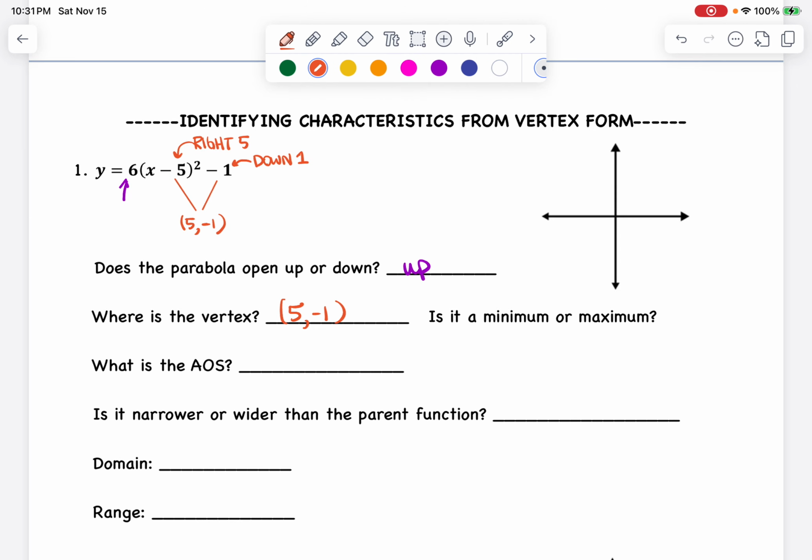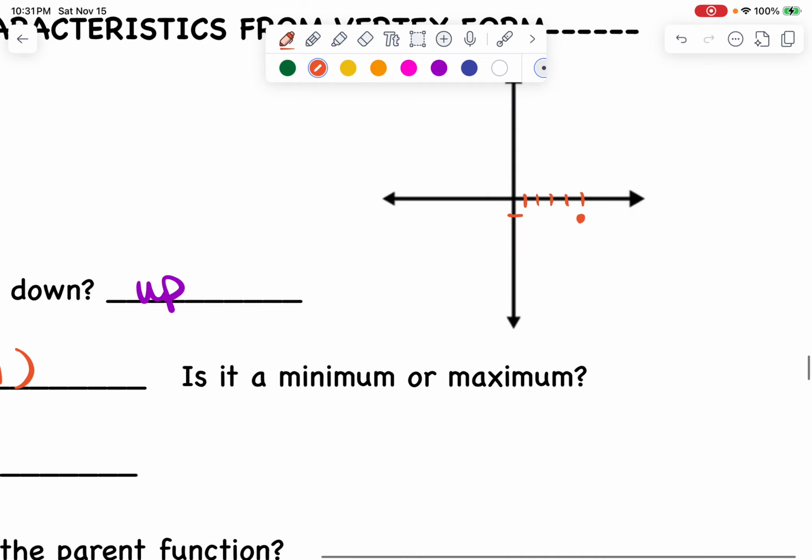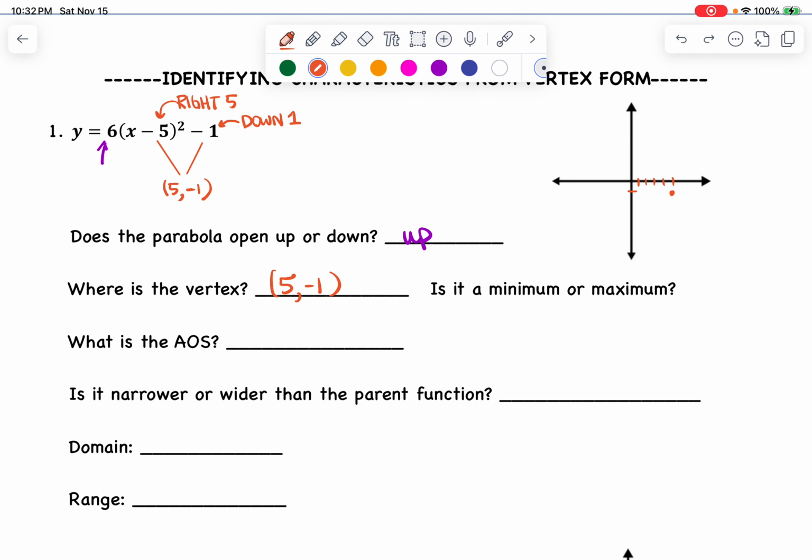All right, so I'm going to start sketching that over here. So 5, negative 1: 1, 2, 3, 4, 5, negative 1. So our vertex went from the origin to there. We know it opens up. I'm just going to draw a dashed line for right now. We know it opens up. There we go. Is it a max or min? Well, we know it opens up, so that means it's a minimum, because this is the lowest point of our graph.